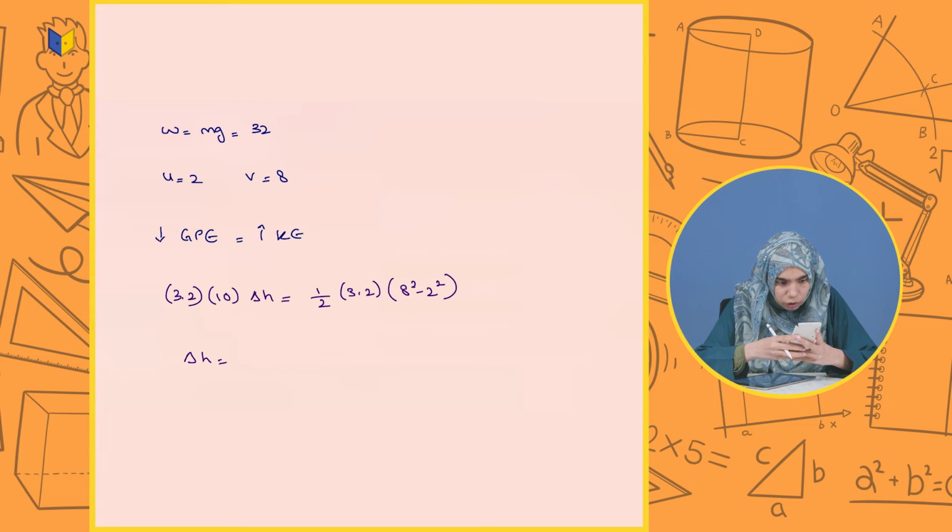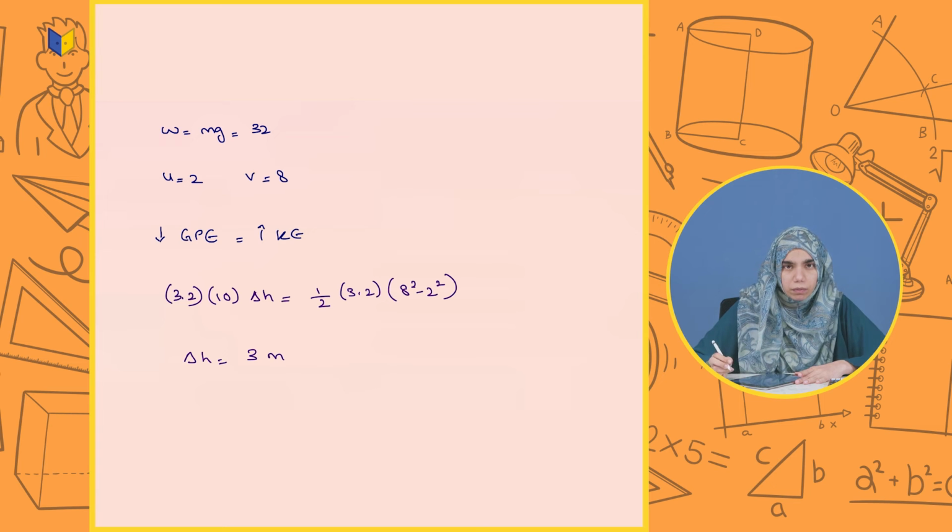0.5 times 3.2 times (8 squared minus 2 squared). This is equal to 3.2 times 10 times h. So divided by 32, you get h, which is 3. So we have the change in height. We have basically this part. But what I have to find is the displacement s. This is where I have to use the simple trigonometric ratio. Let's see how to do that. This is the final step now, by the way.